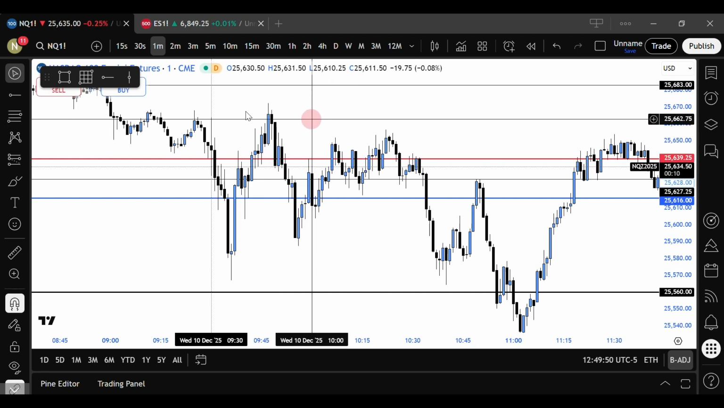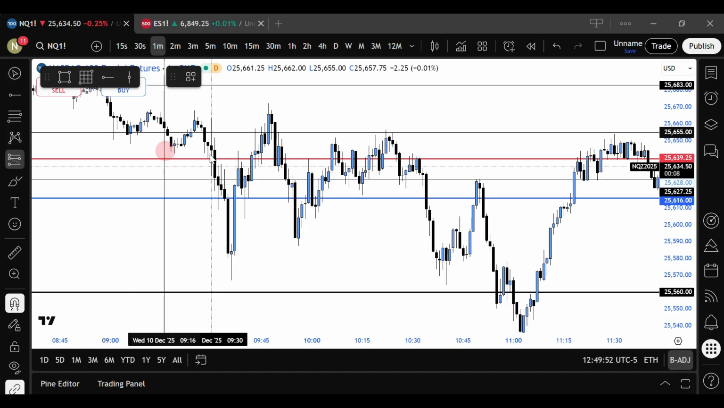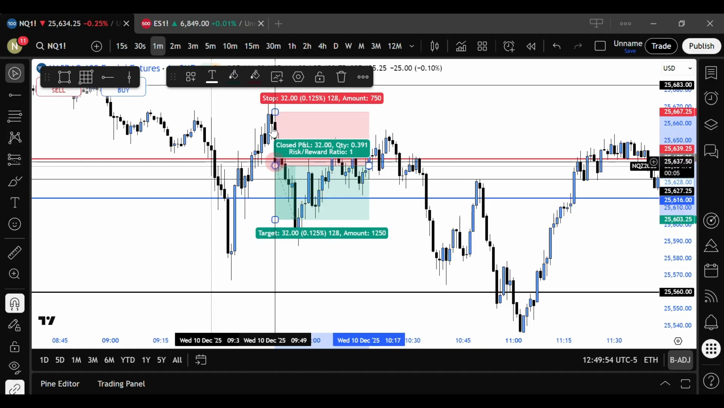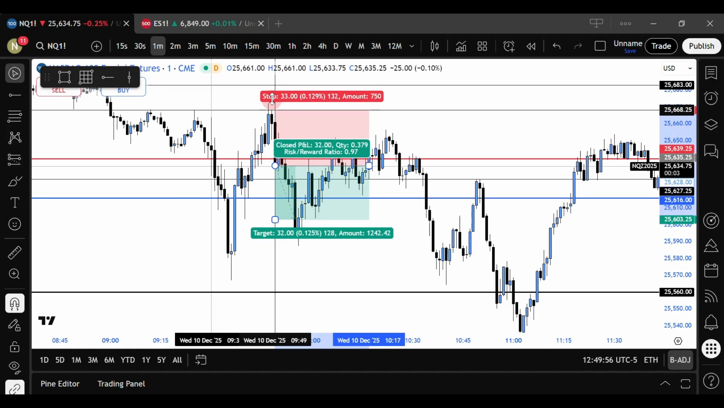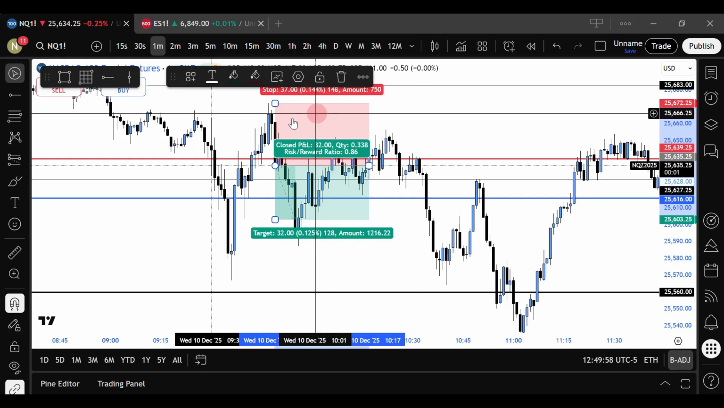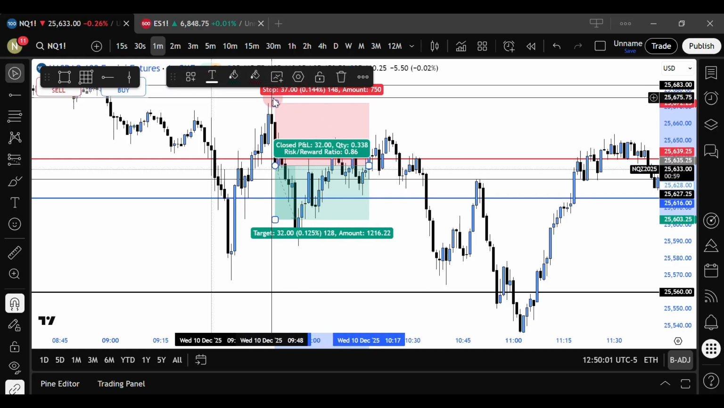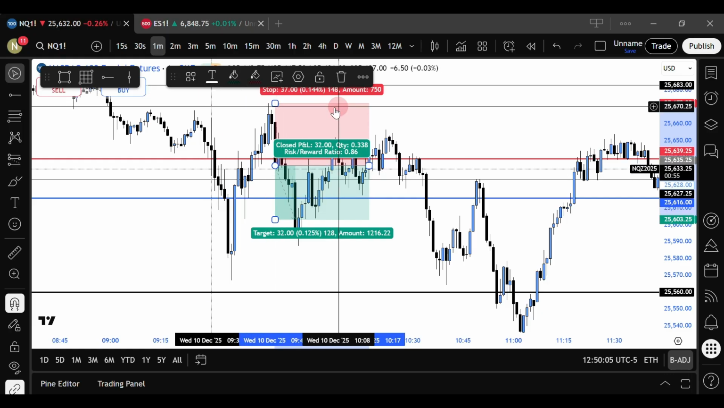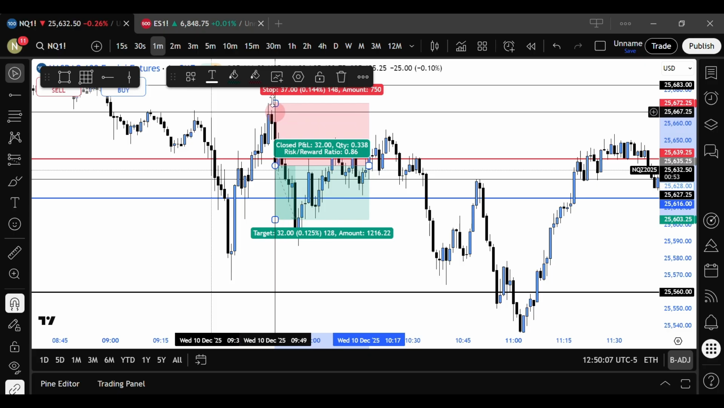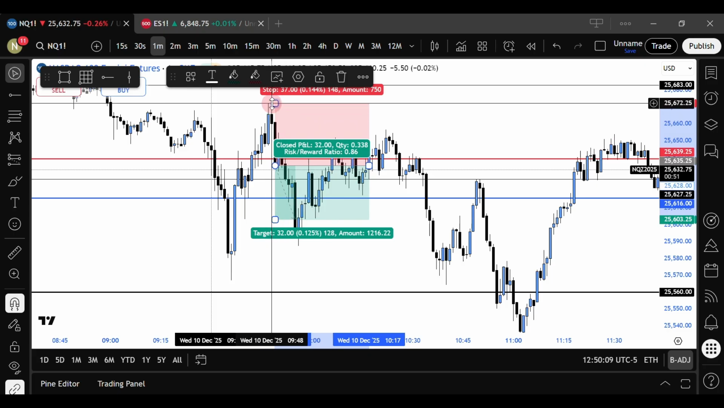So in my head it's a break of structure, so I'm gonna enter here at 950. I'll put my stop loss above here because it's an SMT, so I wouldn't put it above my second low, because there's no need to, because it's an SMT. That's basically the highest point.